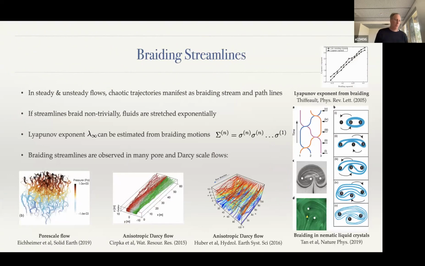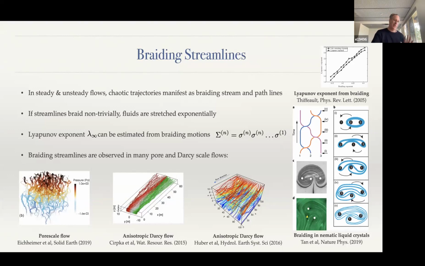Another concept that we want to hold in mind is the braiding of streamlines. Very often in steady and unsteady flows, chaotic trajectories can manifest as streamlines or path lines that braid in space or time. If this braiding is non-trivial, the fluids are stretched exponentially, and indeed we can estimate the Lyapunov exponent up to some constant of proportionality from those braiding motions. So we consider, with respect to some measure, when do streamlines or path lines cross over each other. If they make a complex braiding motion, we can calculate what's known as the topological entropy associated with that. And from that, we can then make some estimate of the strength of chaos in the system.